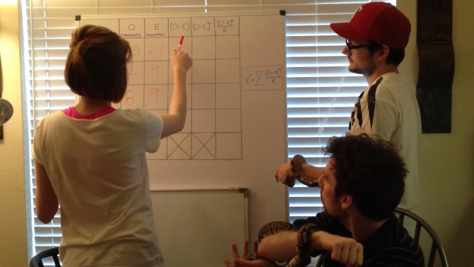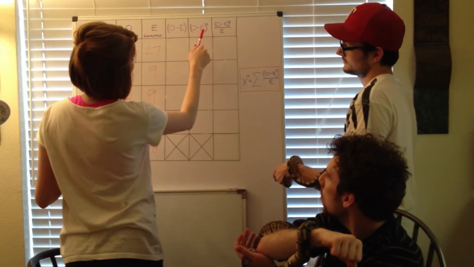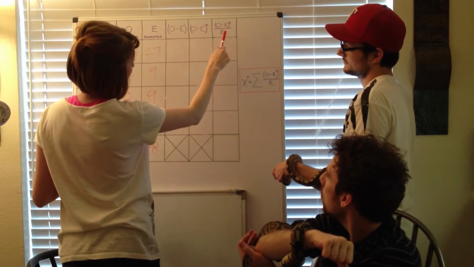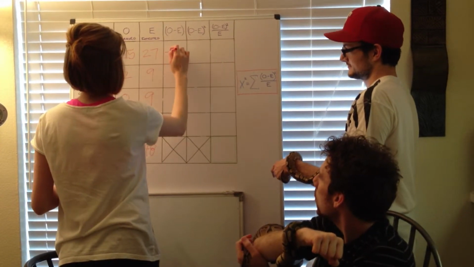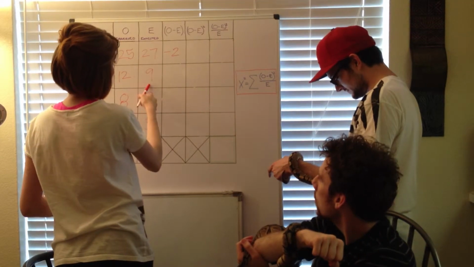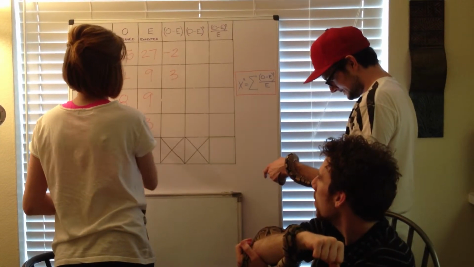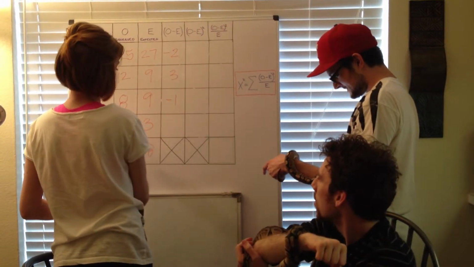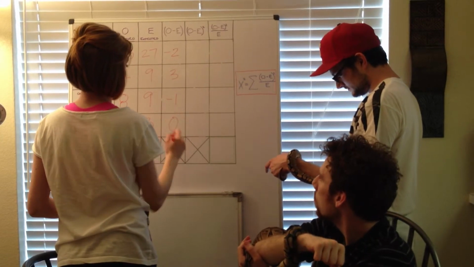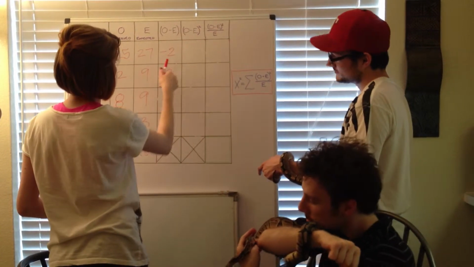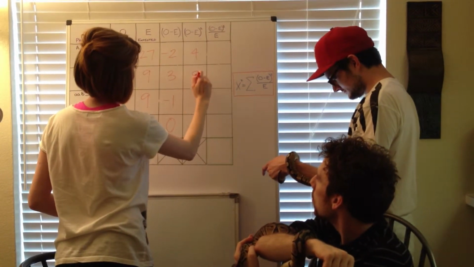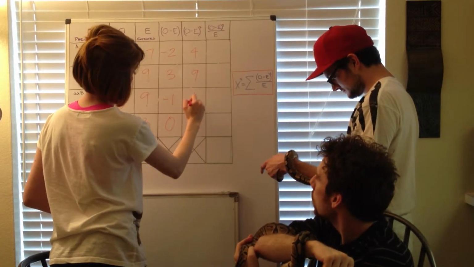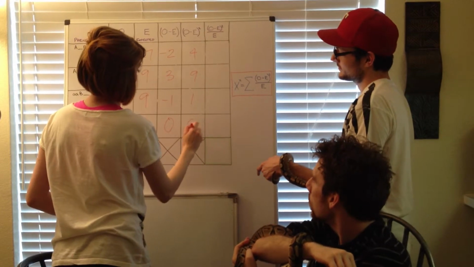Of the observed minus the expected, that value squared, and then that value over the expected. So 25 minus 27 is negative 2. 12 minus 9 is 3. 8 minus 9 is negative 1. And 3 minus 3 is 0. Then those values squared. Negative 2 squared is 4. 3 squared is 9. Negative 1 squared is 1. And 0 squared is still 0.